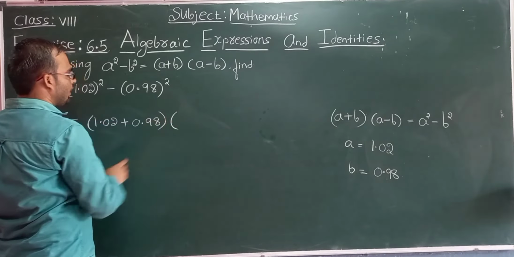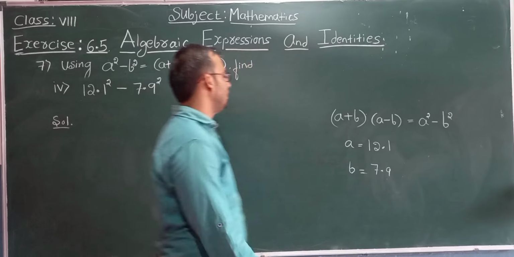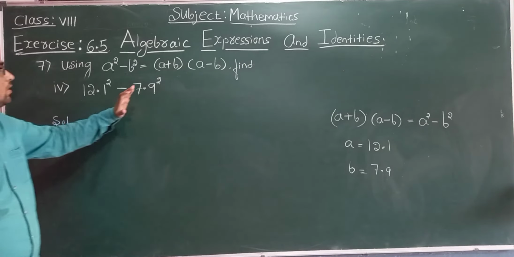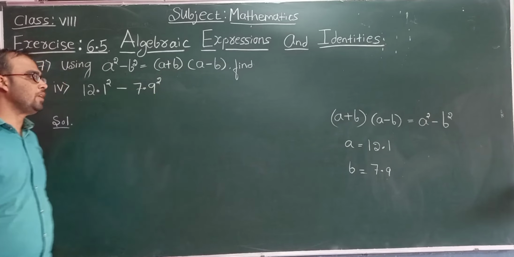Students, let us solve fourth question. Okay, so here what they have given? 12.1 whole square minus 7.9 whole square. Okay, so it is of the form a square minus b square. So here in place of a, what is there? 12.1, and in place of b, what is there? 7.9. Okay, now we need to write this in a plus b into a minus b form.